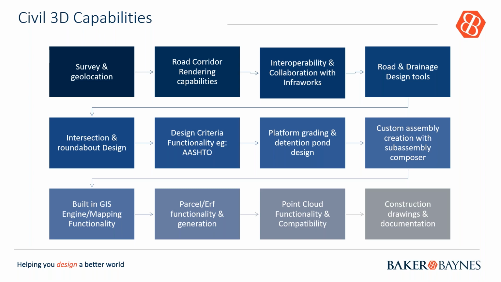Again, it's not all of them, but it's the ones that actually stand out to myself. The big one being, a lot of people always struggle with the survey and geolocation. You already got online maps that are built in using Bing imagery. Alternatively, you can use KMLs to actually set the locations, those type of things. Of course, you can do road corridor rendering, road design, drainage. You can make custom assemblies, platforms.